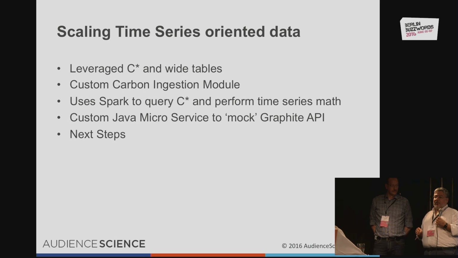We've been able to do it for a much lower cost in Amazon than trying to run Graphite. So we suggest to people, if you're looking for a way to scale your time series, definitely look at Cassandra. There are lots of tools out there for that. And that's pretty much what we have for you. Any questions?